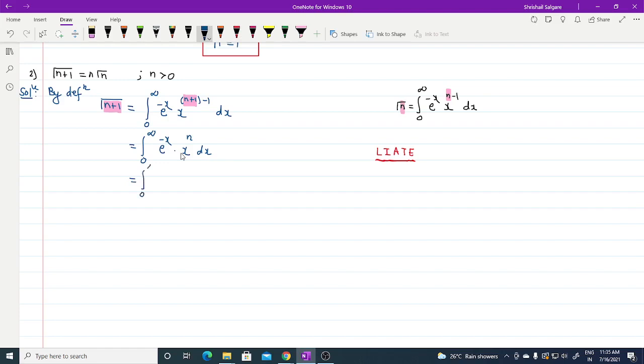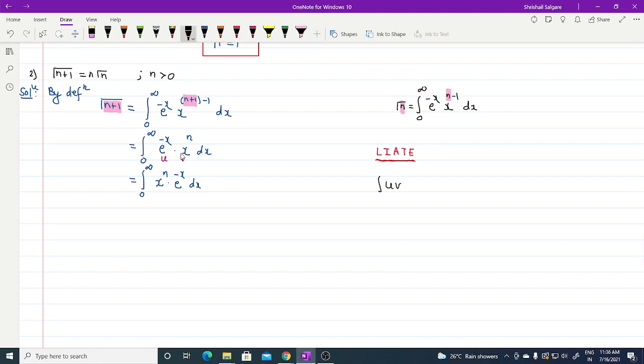Integral 0 to infinity. Suppose you are applying the product rule, which means one is u, one is v after rearrangement of the terms. So what should be your u? That is my question. x raised to n, that is algebraic, and exponential is at the end. So you have to write x raised to n multiplied by e raised to minus x dx. Now can anyone help me to write the product rule?